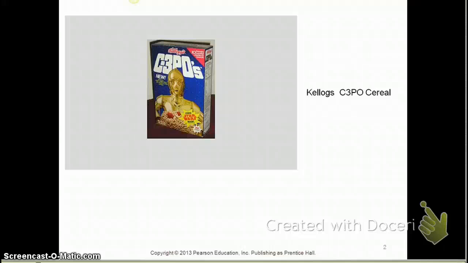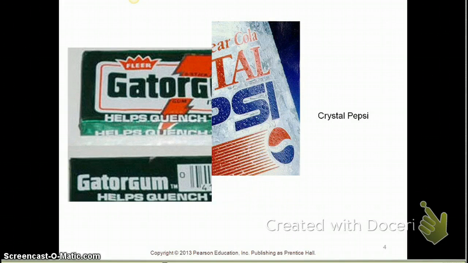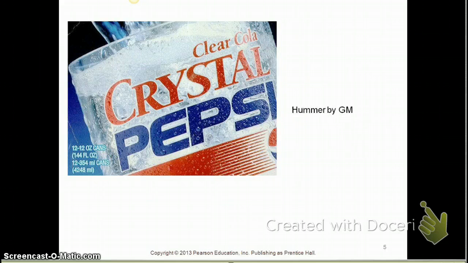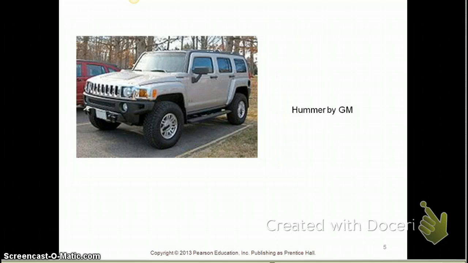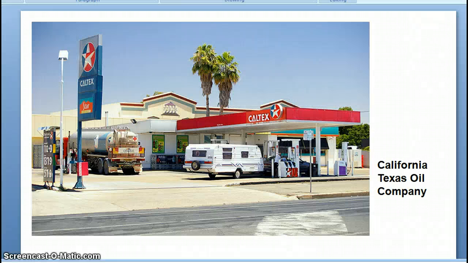I'm going to show you some products and I want you to see if you can figure out what all these products have in common. This one is Kellogg's C3PO cereal, Gator Gum by Gatorade, Crystal Pepsi, the Hummer by GM, Blockbuster Stores, and the California Texas Oil Company.